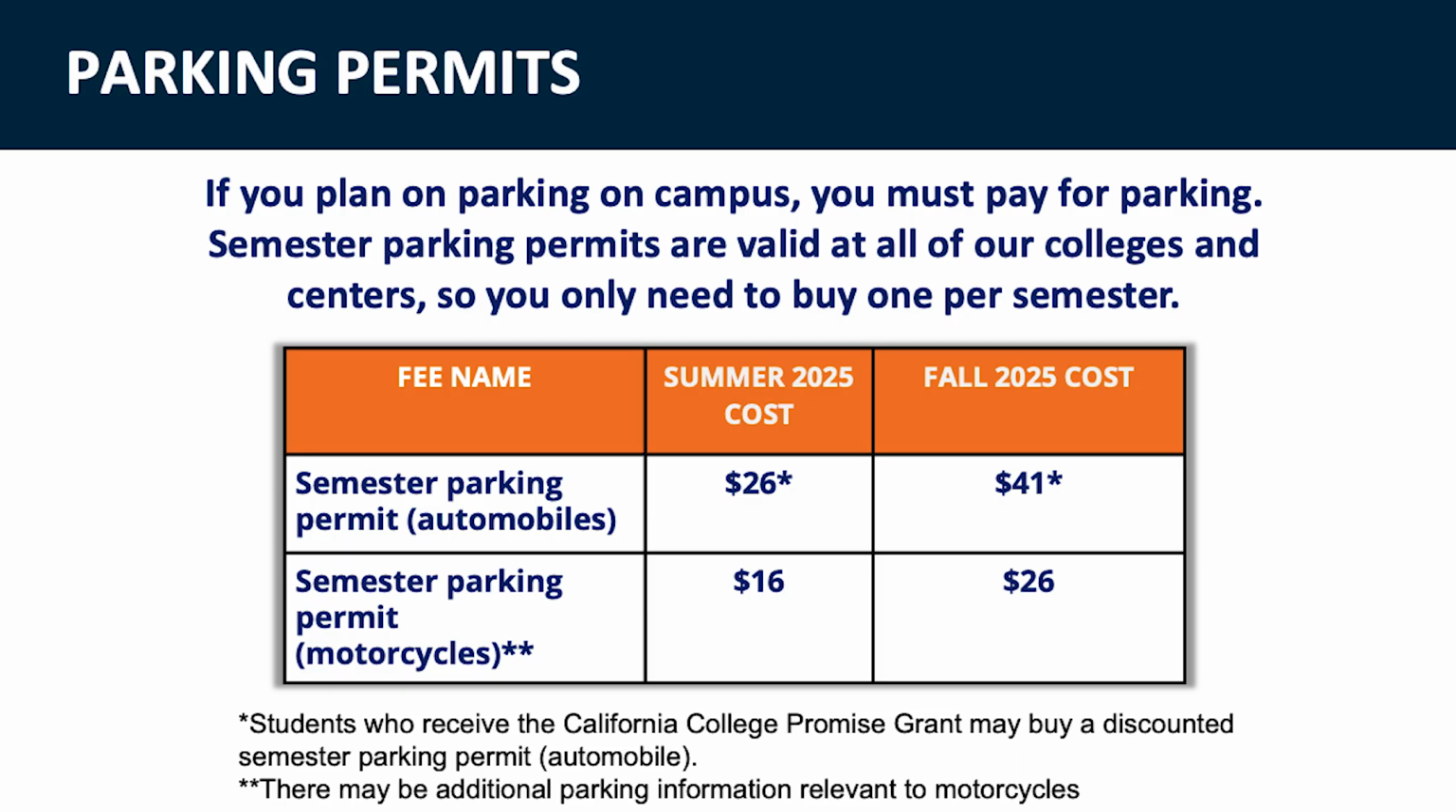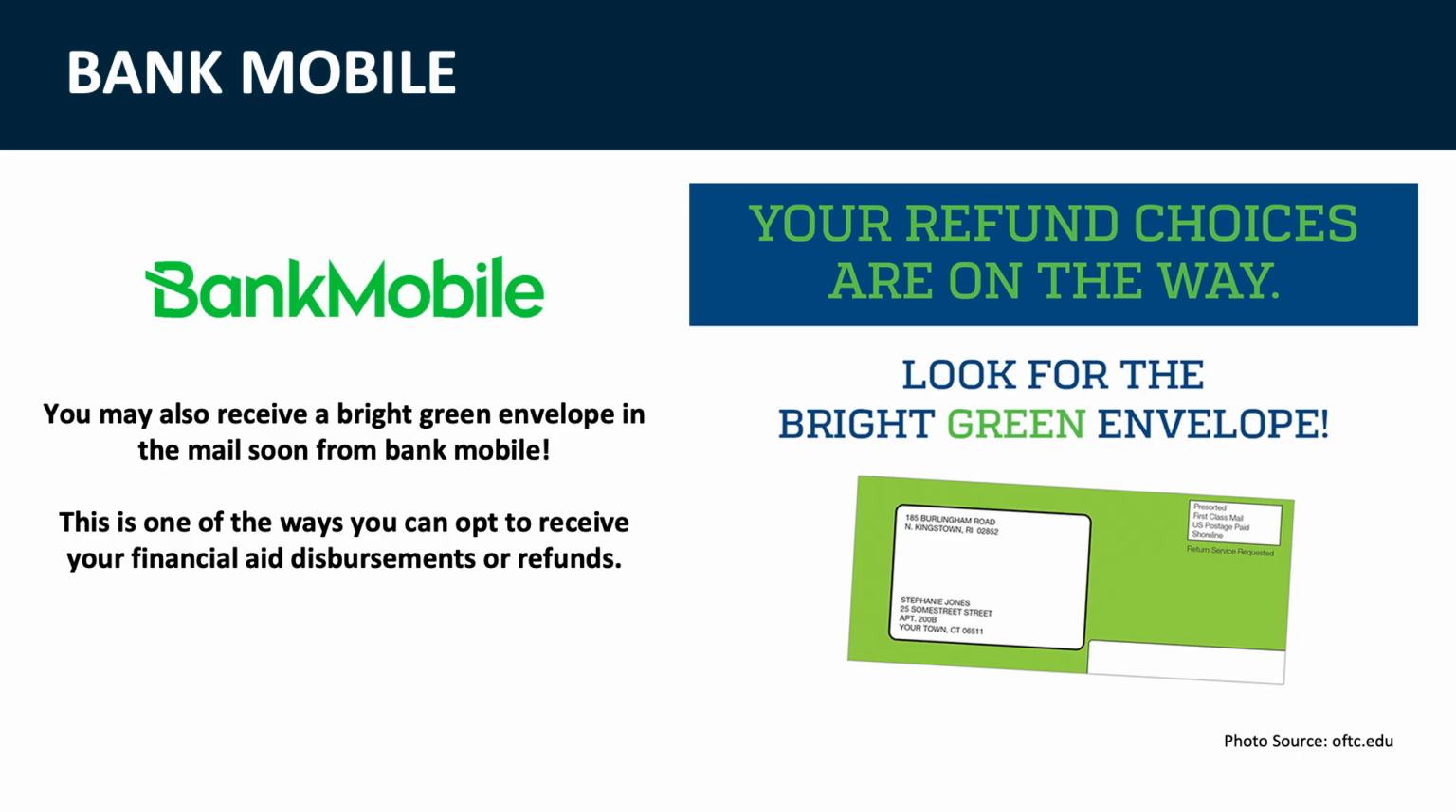Daily parking permits cost $2. Each campus has a daily parking permit machine located inside the entrances to its parking lots. You can purchase your parking permit online in eServices and in person in your college's business services office. You might also receive a bright green envelope in the mail from BankMobile. This is one of the ways that you can opt to receive your financial aid disbursements or refunds.